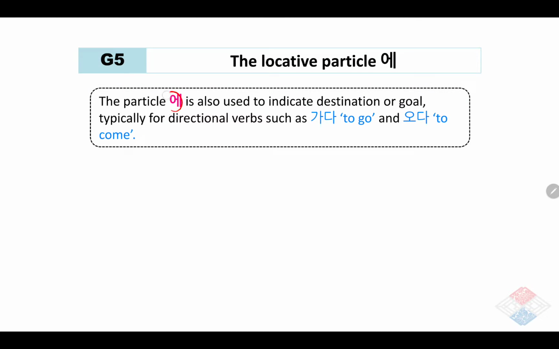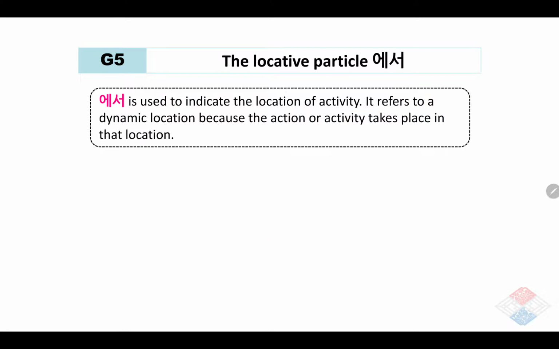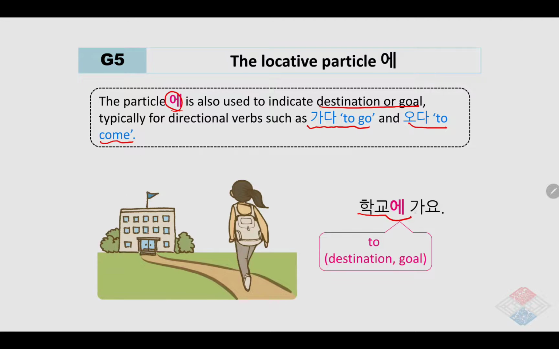The particle 에 is also used to indicate destination or goal, typically for directional verbs such as 가다, to go, and 오다, to come. So when you go to school, you say 학교에 가요, because you go to school. It's a destination. It's where you go, right? And going and coming isn't really that dynamic, so it's sort of static.